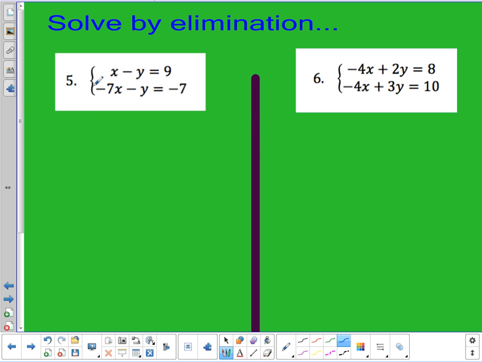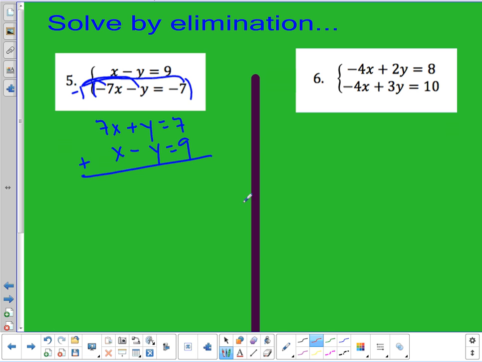So what happens here is I need to multiply one of these equations by negative 1. And that goes through the whole equation, all three terms, and that gives me a positive 7x, a positive y, and a positive 7 on the other side. Now the top equation I kept the same, so I'll just rewrite that down here. And now I can add these together.